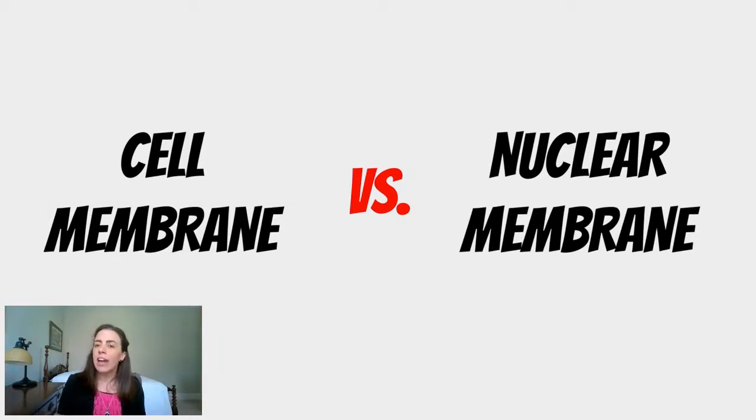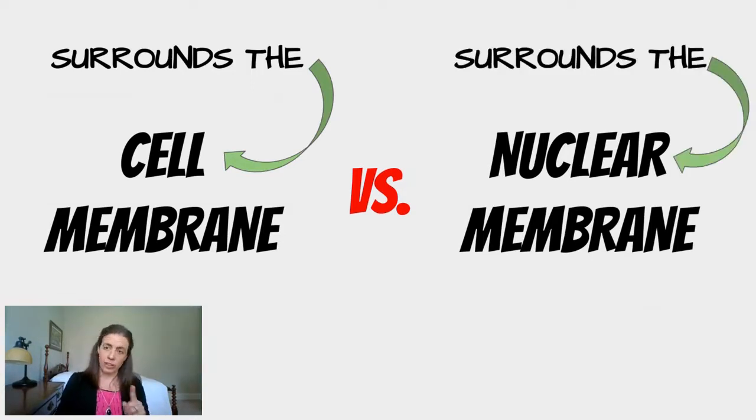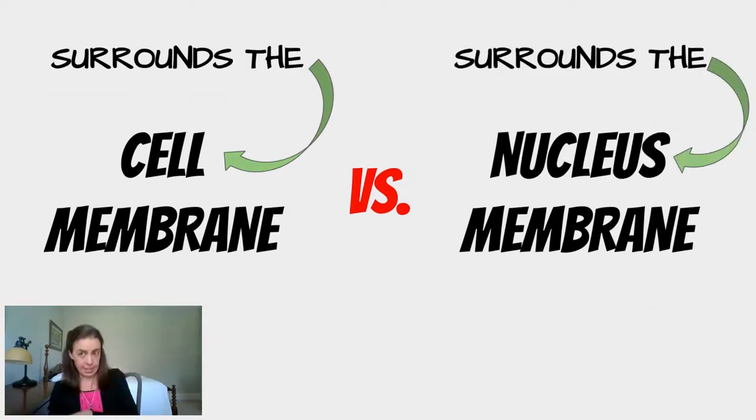And this is another case where the terms themselves give us really great clues. When we look at the cell membrane, it tells us what is surrounded. It surrounds the whole cell. The whole cell is surrounded by the cell membrane, while the nuclear membrane surrounds only the nucleus. Okay? Cell membrane surrounds the whole cell. Nuclear membrane surrounds just the nucleus.